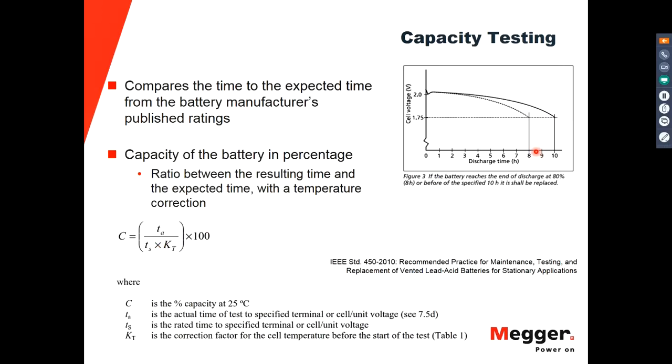And here we can see, for example, the battery in a new condition should last for 10 hours. And then during this test, it lasted for 8. That means that the battery has 80% of capacity. That's the basic concept about the capacity calculation. It's a ratio between the actual time and the expected time with a temperature correction.